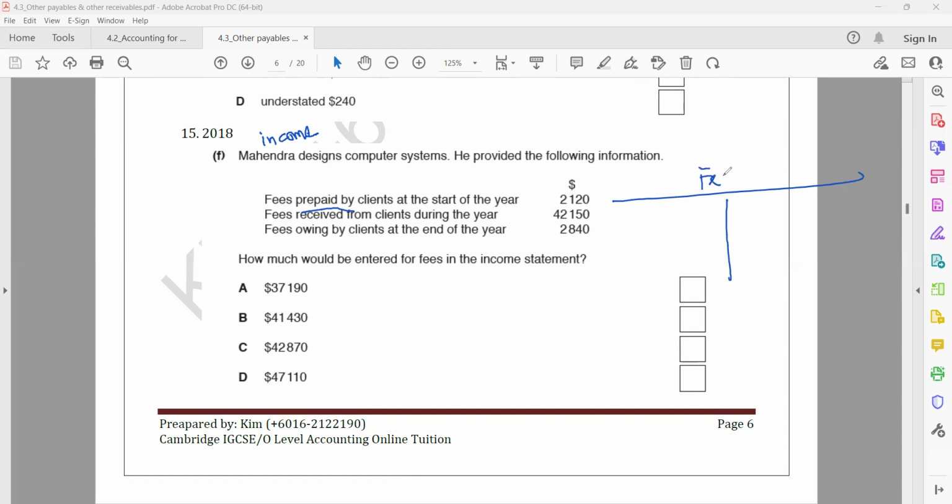So this fee prepaid starting is a liability, 2,120. Fee received from the client, debit or credit? Fee owing end of the year, balance CD, 2,840. This one, debit side or credit side? Fee received. And this is a fee, an income account. Your income statement should be debit side or credit side?